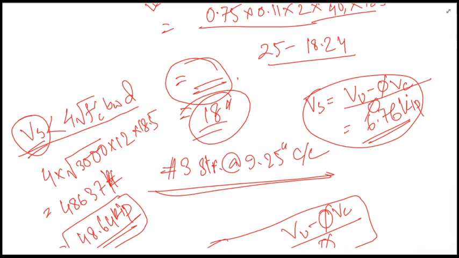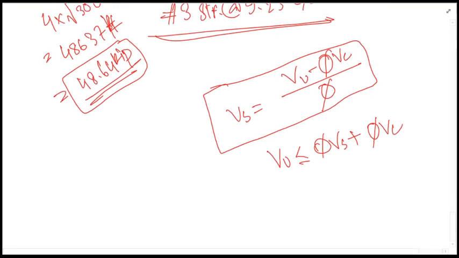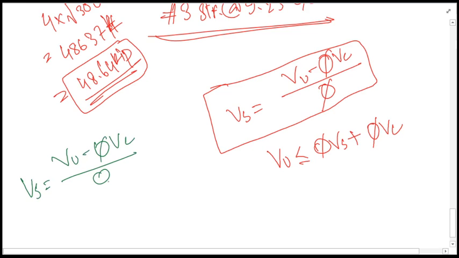So let's erase this thing. Again we'll be calculating, although that will be also governing the VS less than 4 root Fc prime BWD. So let's calculate this again. So VS will be VU minus 5VC divided by 5.